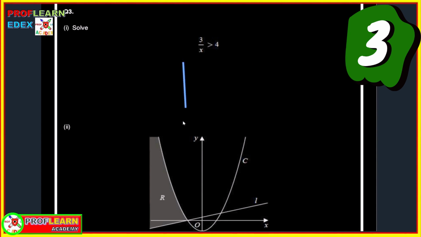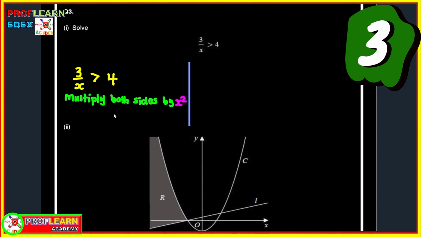So we're going to multiply both sides by x squared. The reason we are doing that is because we know very well that if you multiply by a negative number in an inequality, it is going to change the sign of the inequality. So to ensure that we take care of this, in case the number was negative, we are going to multiply both sides by x squared, which is a positive number. And that is going to translate to what? We are going to have 3x is greater than 4x squared. Now we can take 3x to the other side, and we end up having 4x squared minus 3x is less than 0.